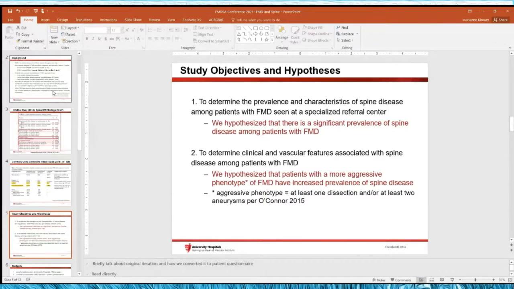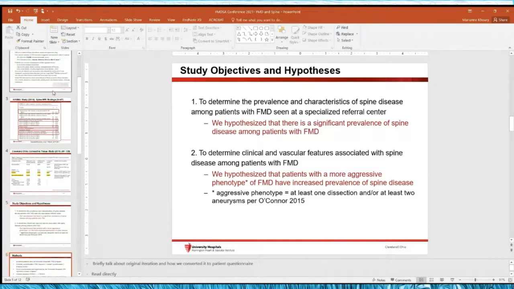Secondly, we were aiming to determine the clinical and vascular features associated with spine disease among patients with FMD. And our hypothesis in this regard was that patients with a more aggressive phenotype of FMD would in fact have increased prevalence of spine disease. And we defined the aggressive phenotype as having at least one dissection and or having at least 2 aneurysms. And this was described as a high-risk vascular profile in the O'Connor paper in 2015.